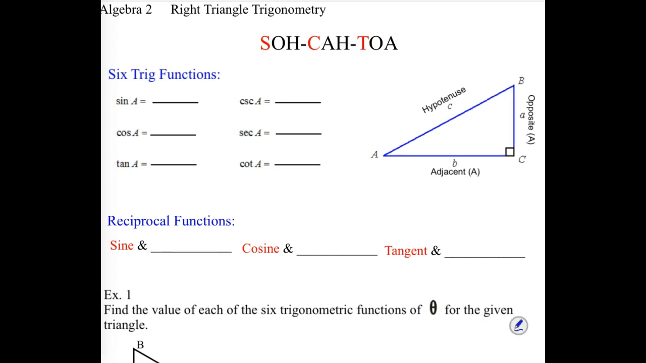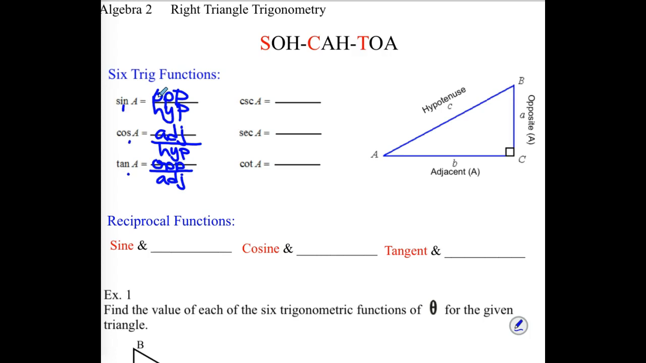Sine is opposite over hypotenuse. Cosine you said was adjacent over hypotenuse. And tangent was opposite over adjacent. Did you learn the other three trig functions last year? Or did you just learn sine, cosine, tangent? Just those three? Okay.